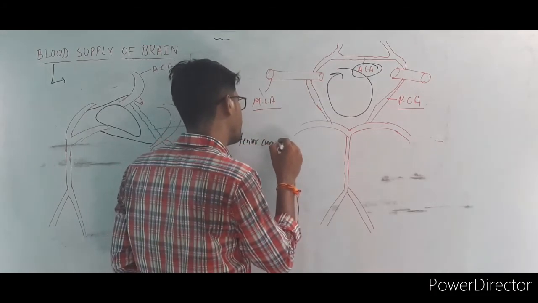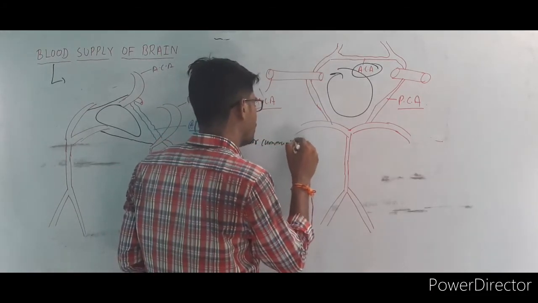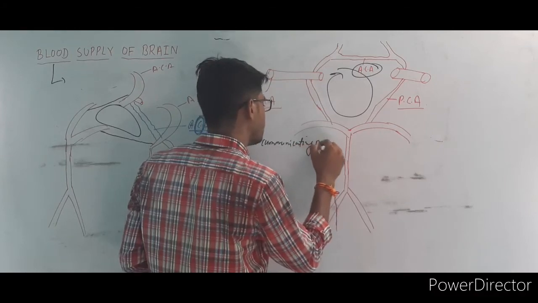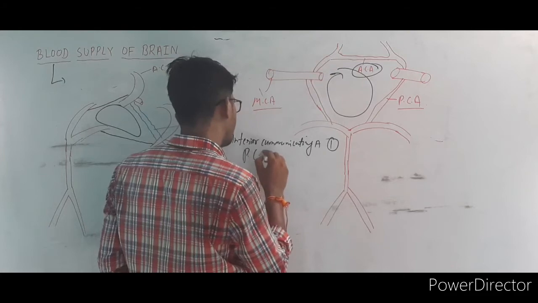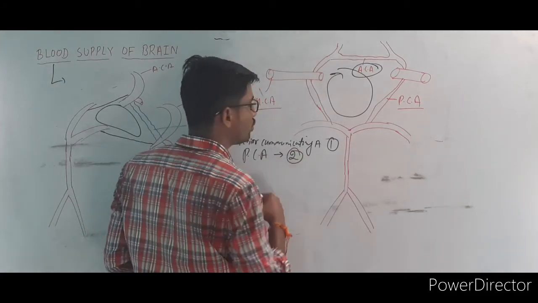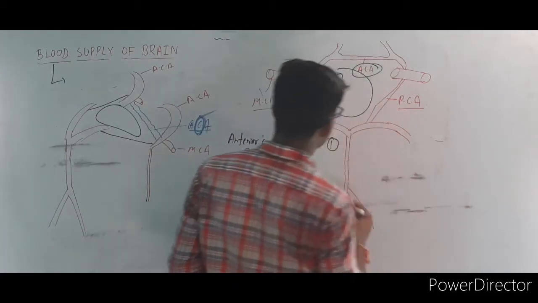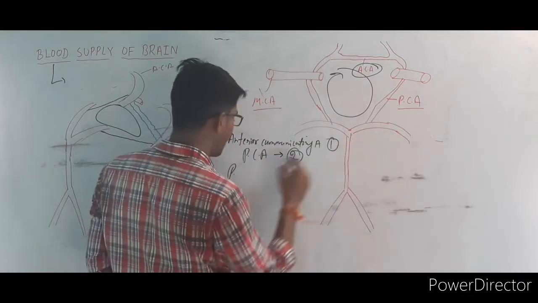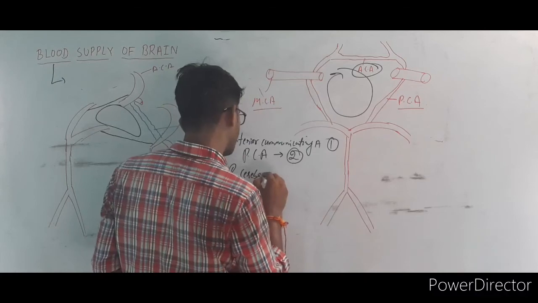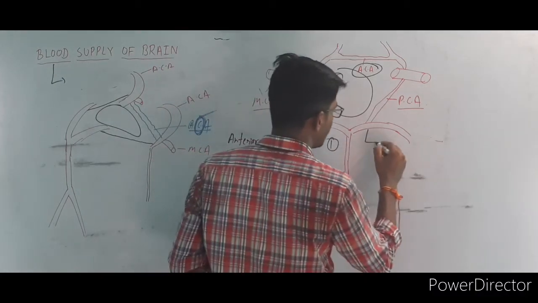Anterior communicating artery, 1. Posterior communicating artery, 2. Right or not? Yes, posterior communicating artery is 2. Posterior cerebral artery. This is the posterior cerebral artery.